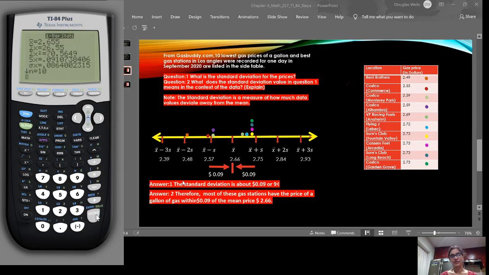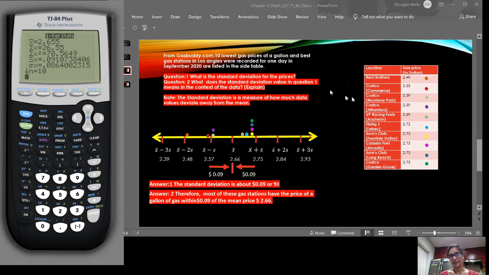On your screen, you see the first value is the average gas price in those 10 locations, which is about $2.66. The standard deviation on your screen is about $0.09. That means 9 cents. Make sure you remember that the unit for the mean and the standard deviation has to be the same as the unit of your data values. So I'm going to stick to the dollars.